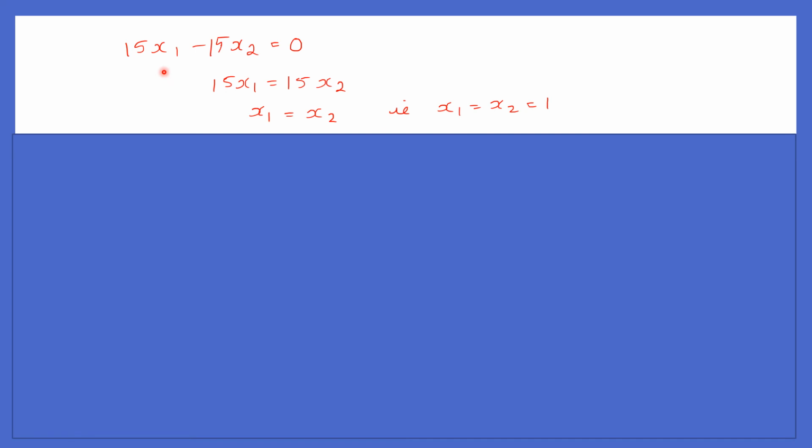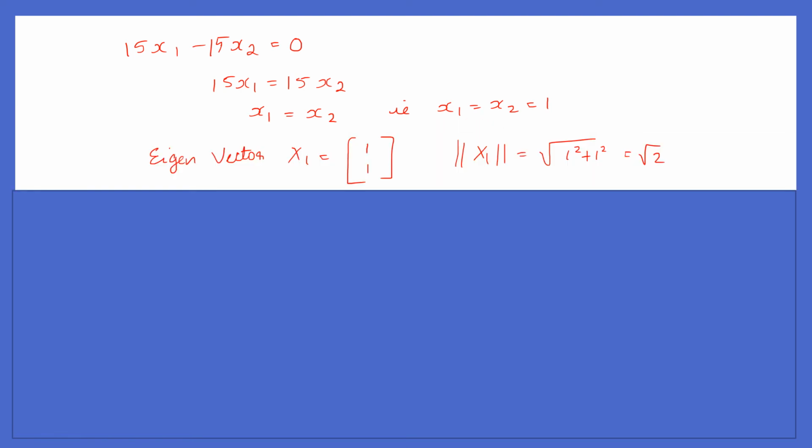So we obtain an equation in x1 and x2. The equation is 15x1 minus 15x2 is equal to 0. So we can write it as 15x1 is equal to 15x2, cancelling 15 from both sides. So x1 is equal to x2. If x1 is equal to 1, x2 is also 1. So the eigenvector corresponding to lambda equal to 2 is 1 1. The eigenvector x1 is 1 1. The normalized form of x1 is square root of 1 square plus 1 square, which is equal to square root of 2.